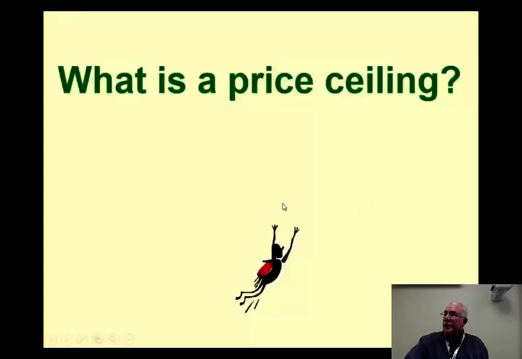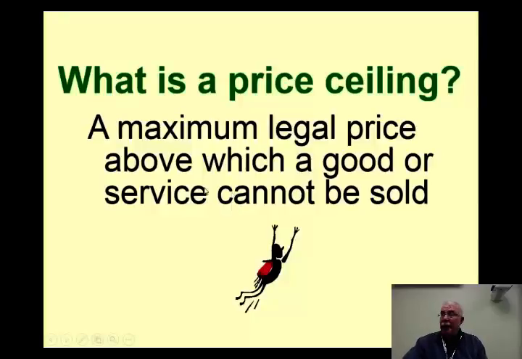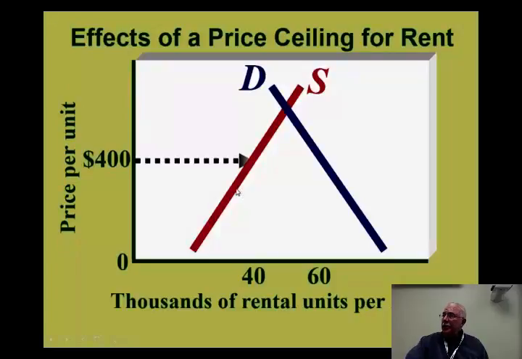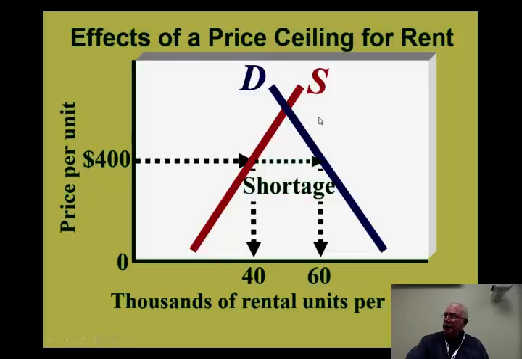Okay? So what is a price ceiling? A maximum legal price above which a good or service cannot be sold. And a good example of this would be rent control. If these were rental properties, here you've got the supply of rental property, and here the demand for rental property, and the equilibrium rent is up here, but the authorities say no, this rent is too high. We're going to set the rent below the equilibrium rent. We're going to set it down here at $400.